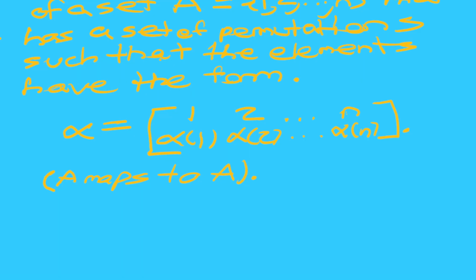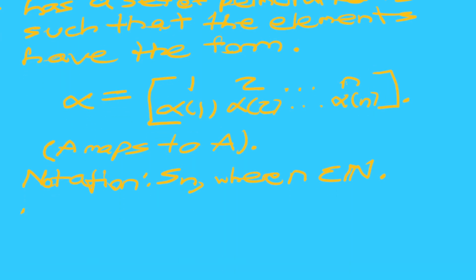So the notation that we use to describe symmetric groups is Sn, where n is a natural number. So let's take a look at an example. Let's take a look at the elements of S3.